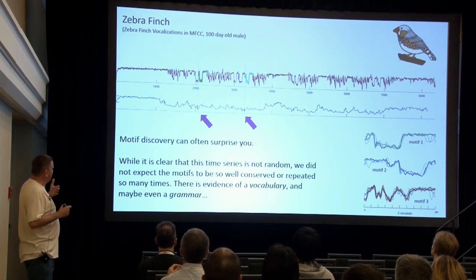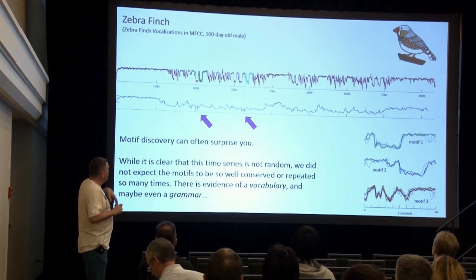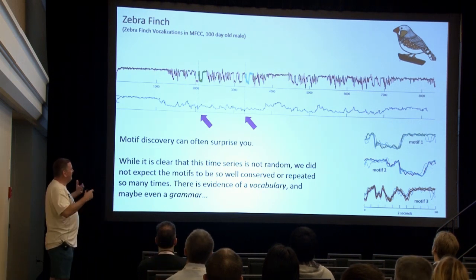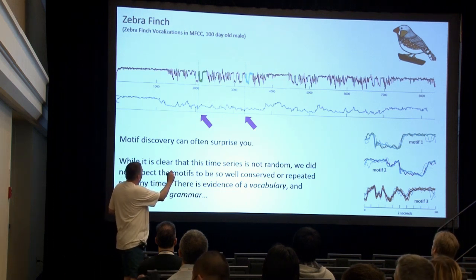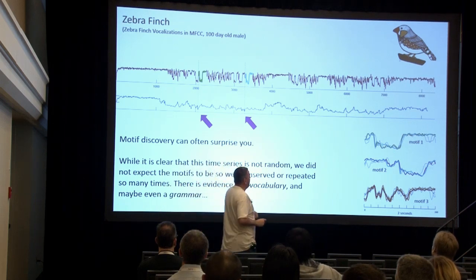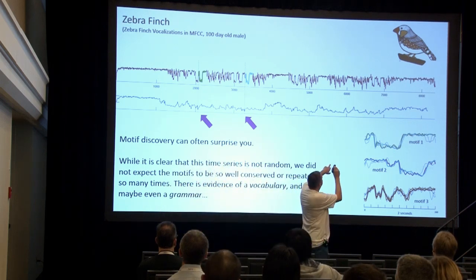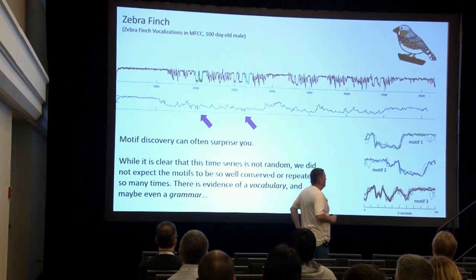Well, you saw this example, let's see it again. This actually is a song of a zebra finch converted to MFCC. And we looked for motifs and patterns in this by using the matrix profile. And so the lowest values here and here are those subsequences, which correspond to one motif. And in gray, I show some more examples that are close to it here. And we have motif 2, motif 3, and so forth.